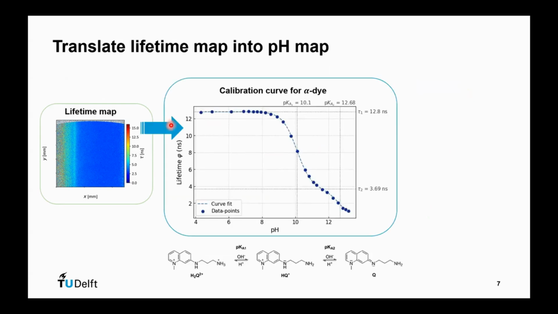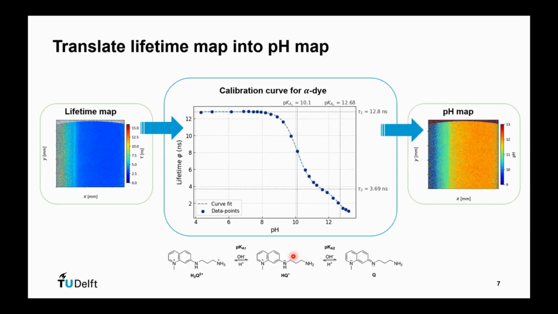So what we have to do is translate that map into the pH map. To do that, we use the calibration curve of the dye. In my case, I mainly used what we call the alpha dye, which is one of the dyes that Christiaan already mentioned before. It is the one here at the bottom. We see that this dye is sensitive in a pH range between 9 and 13, and from that, we can get a pH map.